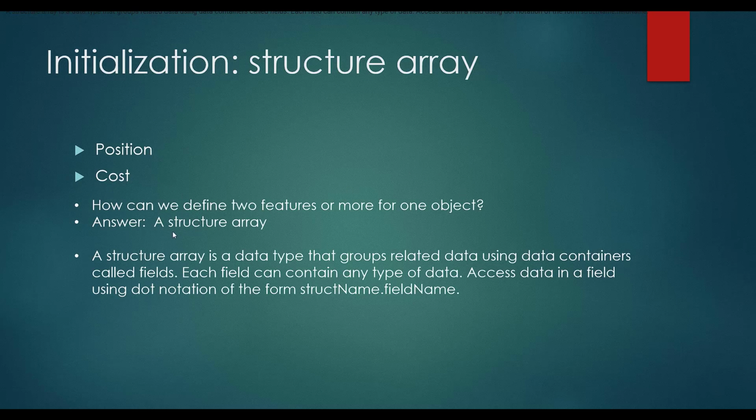This can be done through a structure array, and this is our definition of a structure array. A structure array is a data type that groups related data using data containers called fields. Each field can contain any type of data. We access data in a field using dot notation of the form structure name dot field name. So we can use different fields for any pop. Here we just want these two fields, the position and cost.